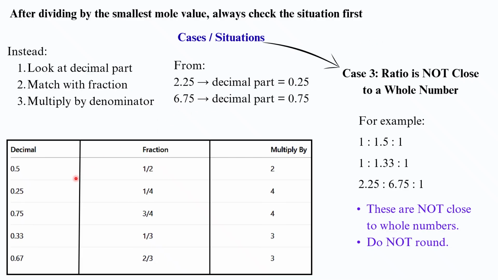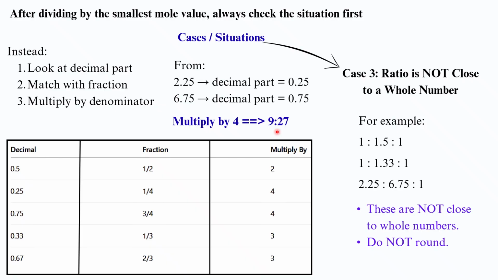So I can see that 0.25 and 0.75 match with this category. So I will look for their fraction, and in their fraction, whatever is the denominator, you are going to multiply by that denominator. I can see that the denominator is 4. So I will multiply these two numbers by 4, and they automatically get converted into a whole number.